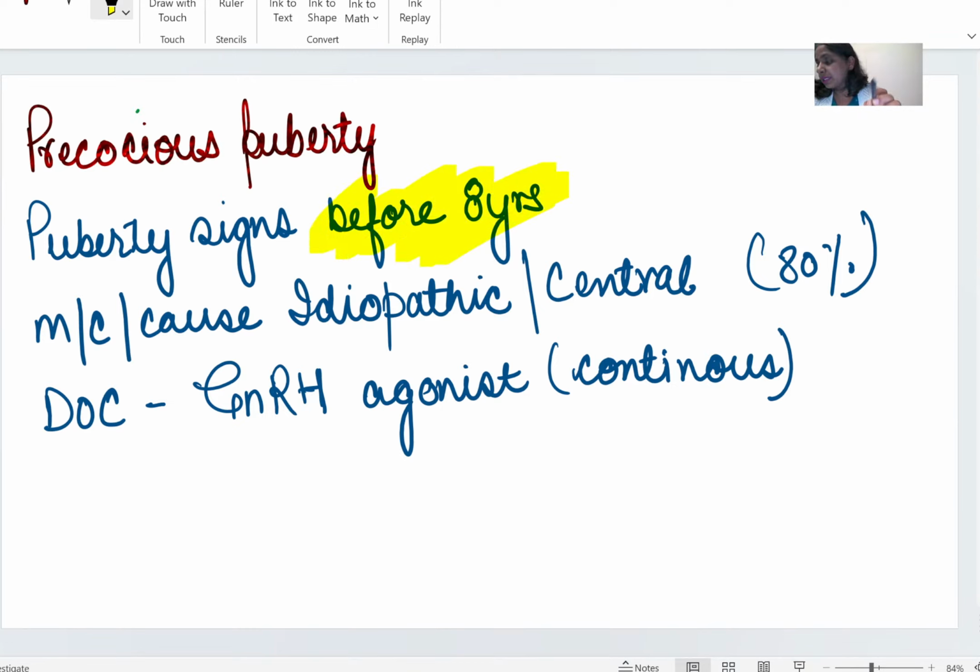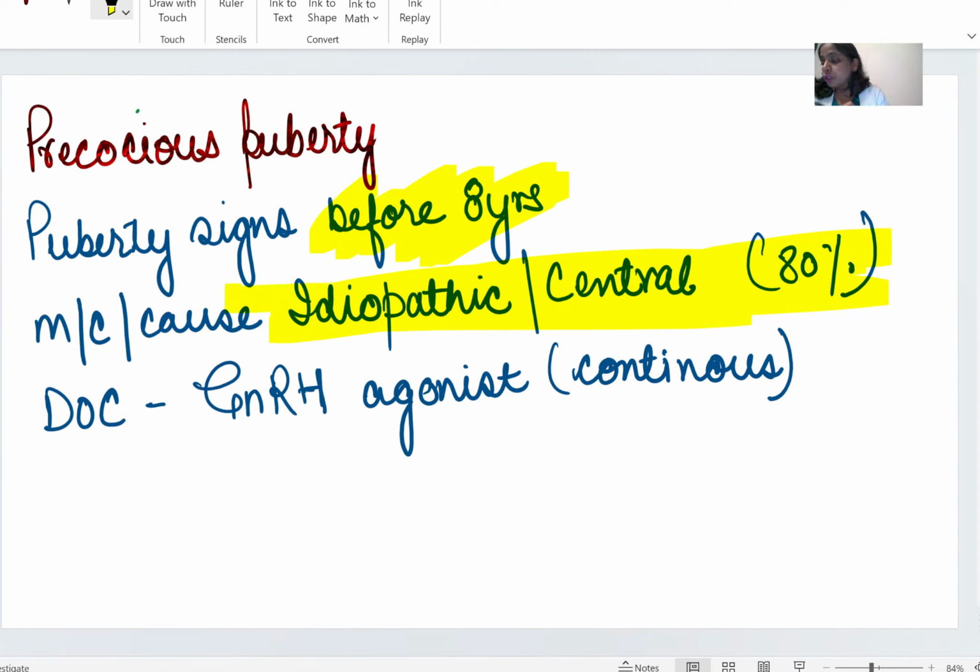Please remember this term, 8 years. If puberty comes before 8 years, what is the most common cause? Idiopathic or central? Okay. Idiopathic is the same as central, so you will not confuse yourself. 80% it is idiopathic or central.